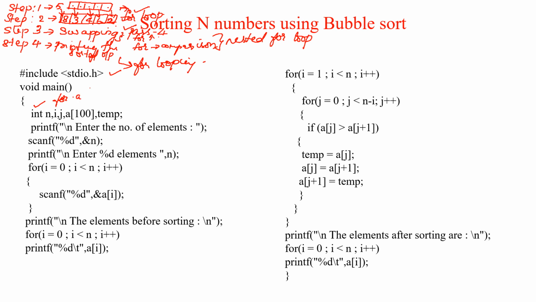Now what is your a of 100? The maximum size of the array, right? a of 100 will be your maximum size. The array name is a. Okay, temp is another variable.